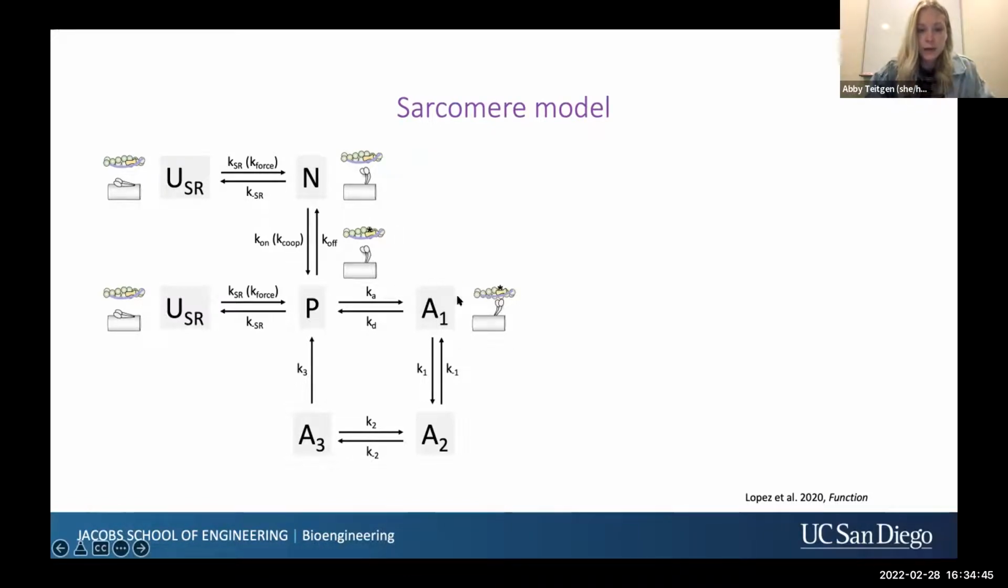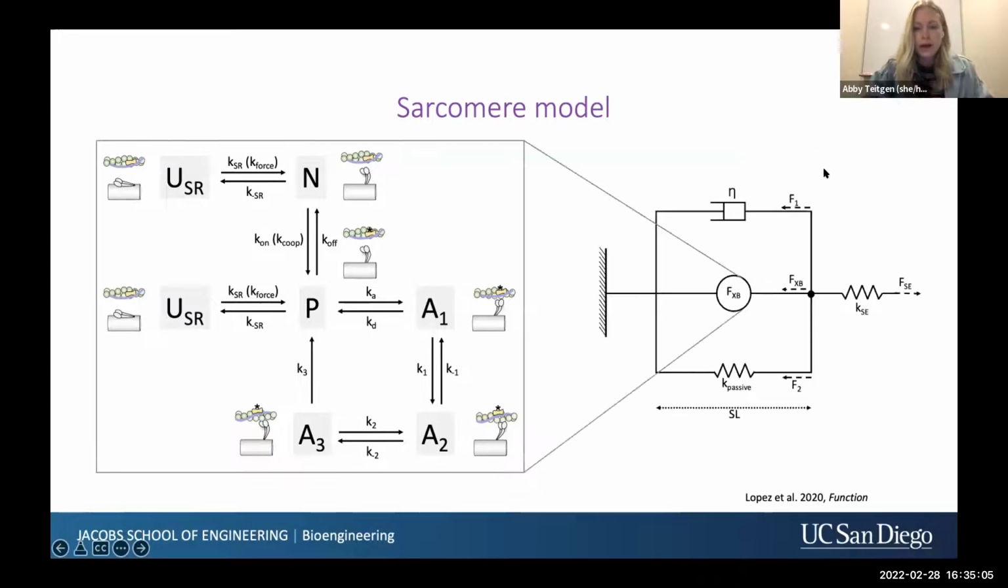Next, we have state A1. So this is loosely bound. And then state A2 is strongly bound. So myosin is bound to actin in both of these states. And then state A3 is post-power stroke. So going from A2 to A3 is the actual power stroke, where myosin is pulling on actin to generate force. And so we also have several viscoelastic components to the model, and this allows us to simulate whole cell mechanics as well as scale up all the way to the full ventricle.